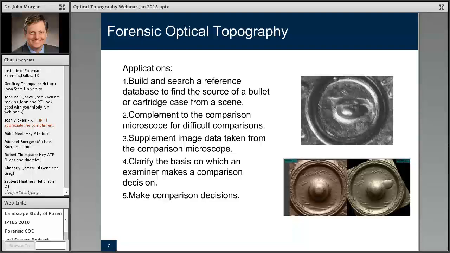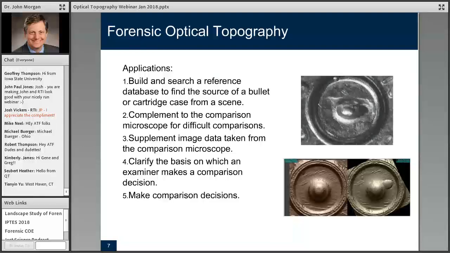And finally, and this is of course the holy grail, is to make comparison decisions. Particularly the hope is that it will allow us to inform quantitative metrics that are the basis of comparison decisions. Now, of course, the firearms examiner makes a qualitative decision, looking through the comparison microscope and saying, "Hey, I think this is my decision on the comparison." It is potentially the case that the optical topography microscopes and data systems will allow us to look more at making quantitative decisions, or at least putting a statistical metric behind the qualitative decision.